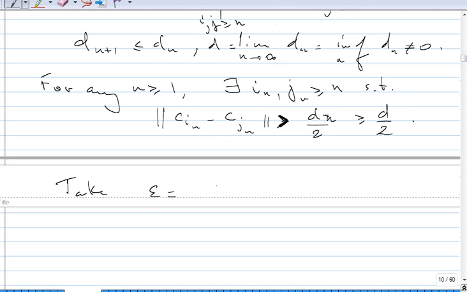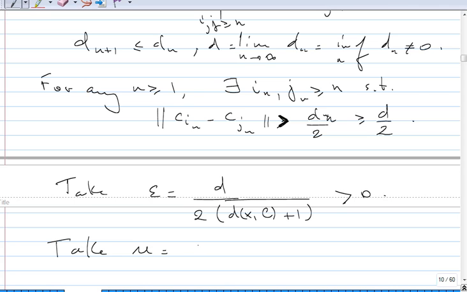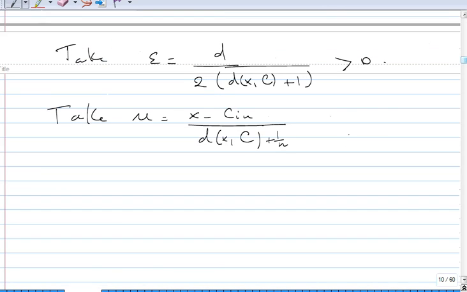Okay, so now we take epsilon to be d over 2 times the distance from x to C plus 1. Okay, this is positive. Okay, now take u equals x minus Cn over the distance of x to C plus 1 over n, and v equal x minus Cin over d(x,C) plus 1 over n.